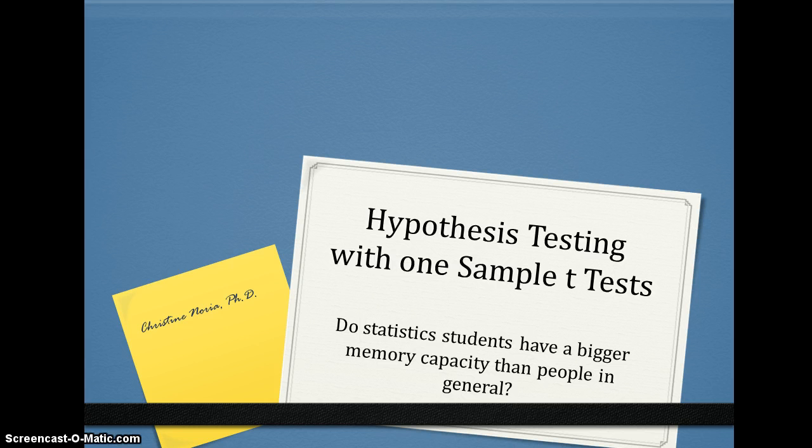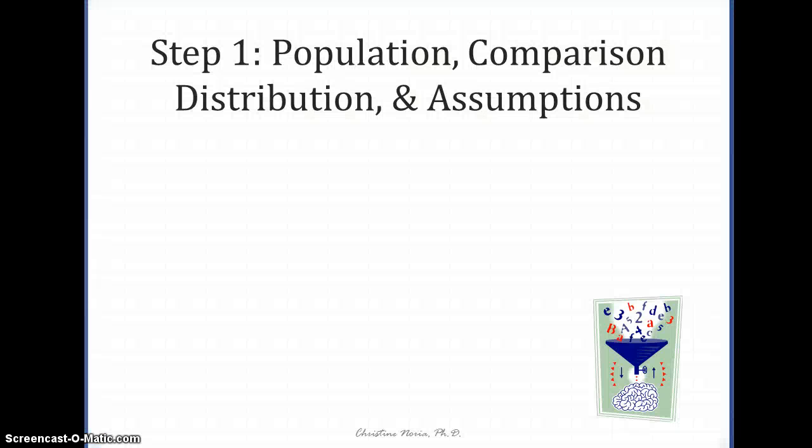Now we compared this to the working memory capacity that Miller found in his landmark paper, where he talked about how the working memory capacity of an adult human is 7 plus or minus 2 chunks of information. So we will use that when we're computing our one sample t-test.